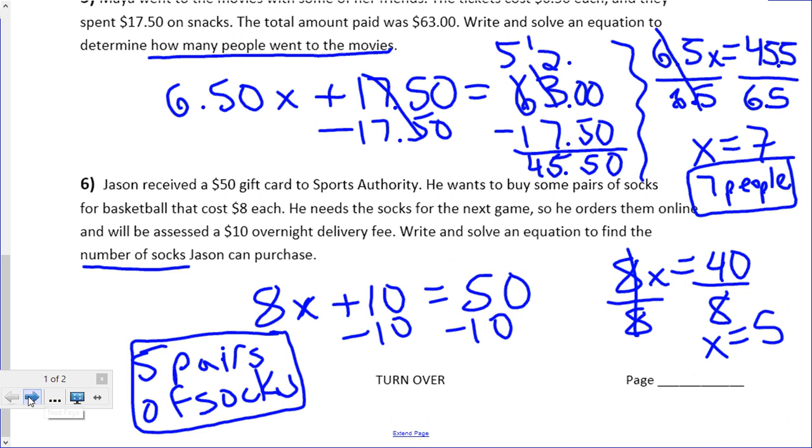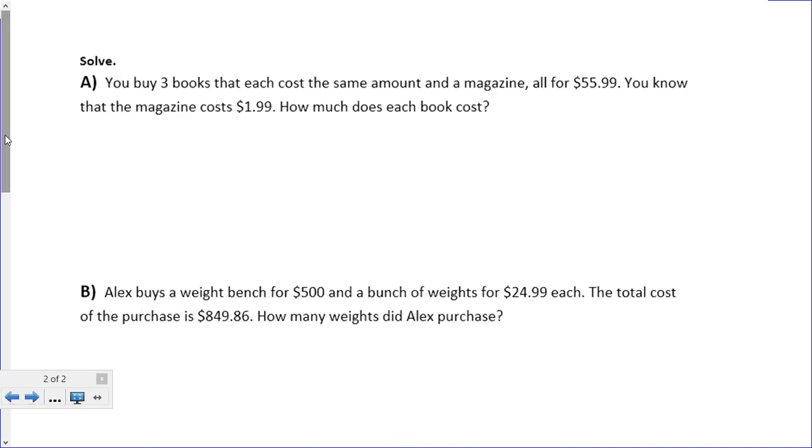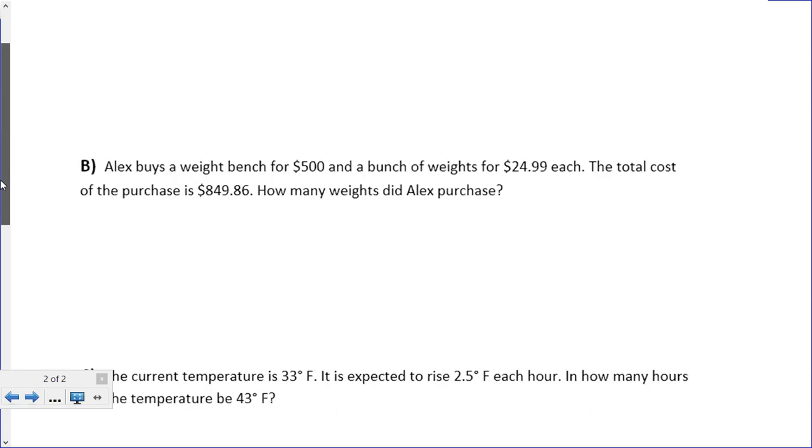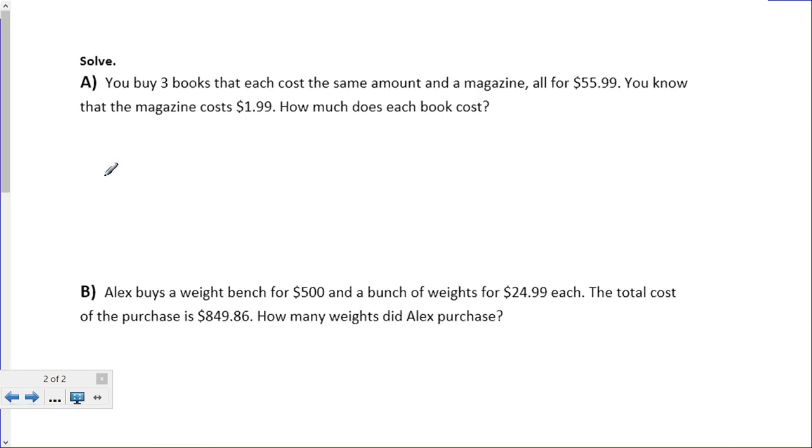Okay, on the back, you're going to do A through C on your own. And then if you want to try D, you can, but that's not something you have to do.